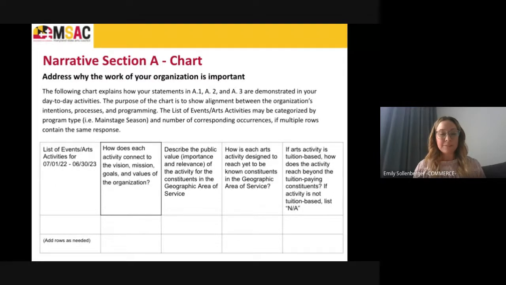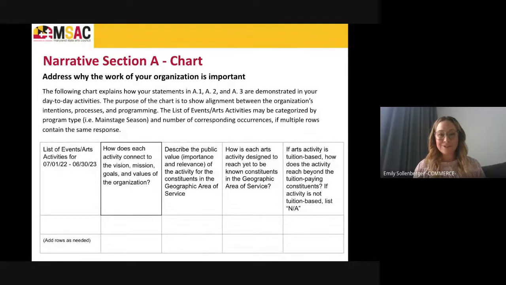Moving forward, the last part of the narrative section is the chart, which many of you are used to completing. This has changed over the years a couple of times, but this year we've shifted again a little bit. But what we're looking for is your upcoming programming. So this would be for FY23, so starting July of 22 all the way through June of 23.